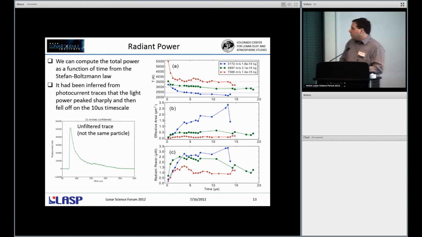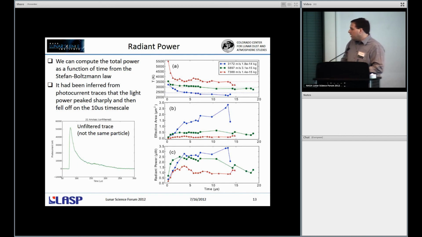And so what you can see here is that the power for each of these 3 particles actually remains elevated, on the order of a microwatt, until the fit goes into the noise. You saw those traces went down into the noise at about 20 microseconds. Compare this to an unfiltered trace over here. This is a different particle than these 3, but you can see that this is falling off rapidly on the same kind of time scale.